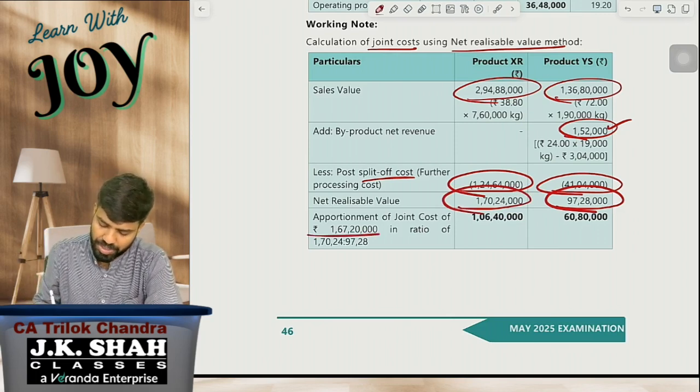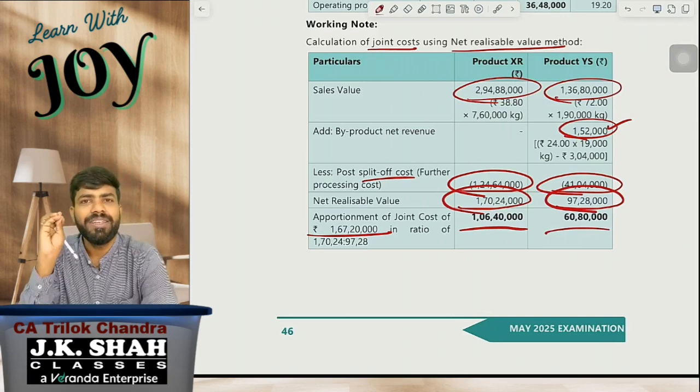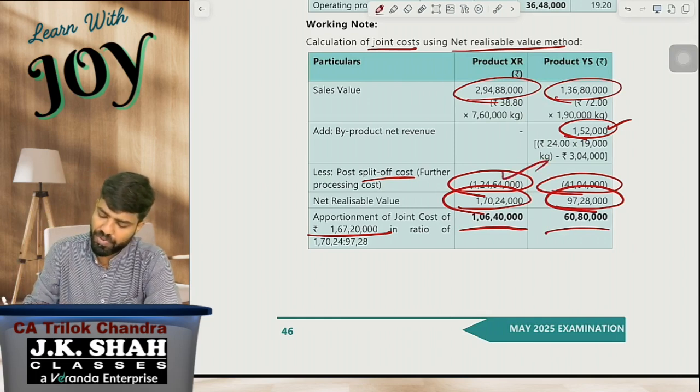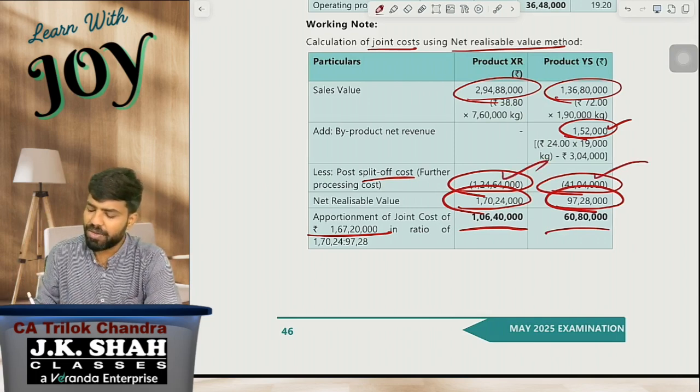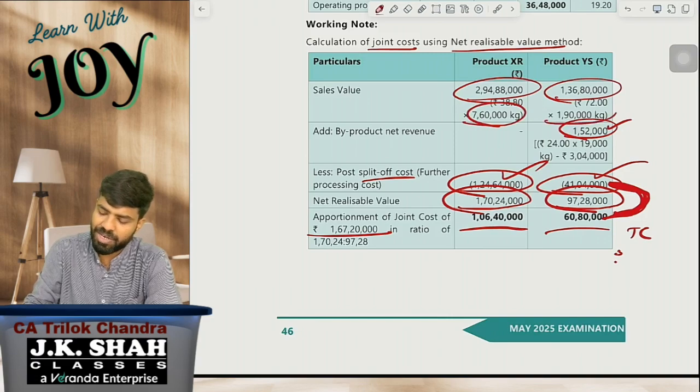Using this we are going to apportion the joint cost. Apportionment is 1 crore 6 lakh 40,000 and then 60 lakh 80,000. This is the joint cost. We all know the further processing cost: 1 crore 24 lakh 64,000 and 41 lakh 4,000. If you add these two, we'll get total cost, divided by number of kgs, 7,60,000 and 1,90,000.